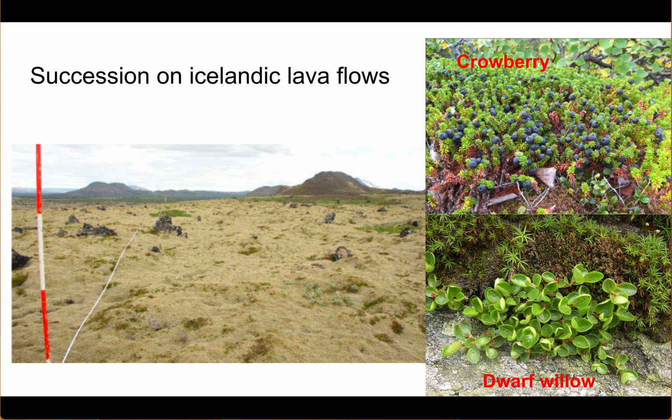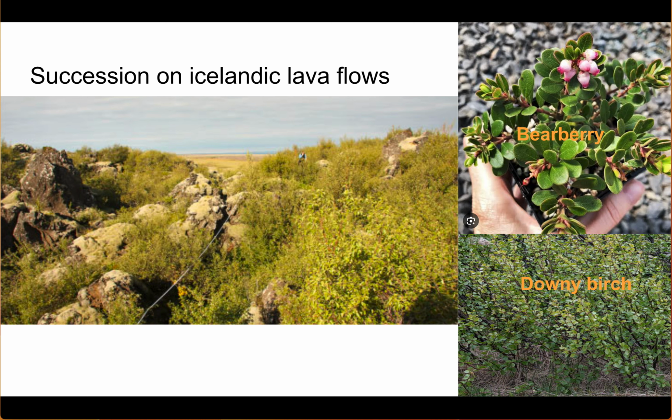And you can see it still basically looks like a load of rocks with not much plants on it, but there's more plants. And then the crowberries and the willows grow there year in, year out, adding more dead organic matter, starting to build up a bit of a soil. Their roots start to grow into the rocks and break the rocks up a bit. And then eventually bearberry and downy birch can survive. And now it actually does look like there's plants alive in it.